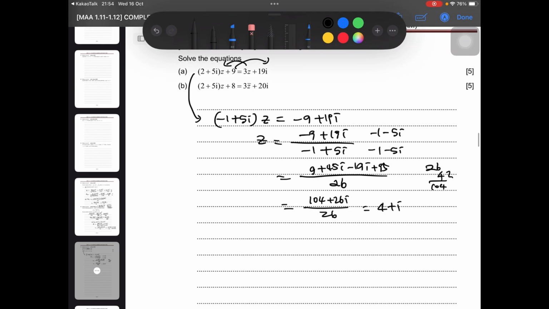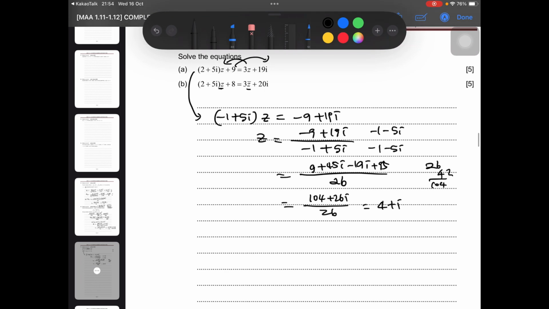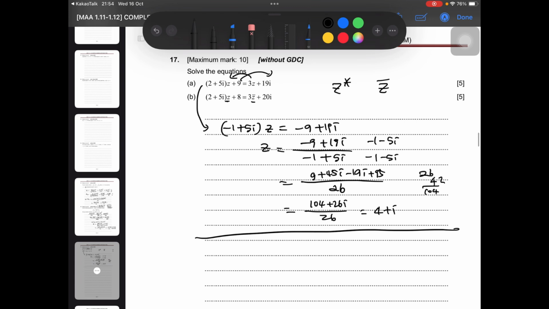What about number b? This has a different form, with a conjugate sign here, and this also has a conjugate. If you have this conjugate sign, it's better to set z as a general expression. So let me put z equals a plus bi. So 2 plus 5i times a plus bi, plus 8 equals 3 times a minus bi, plus 20i.